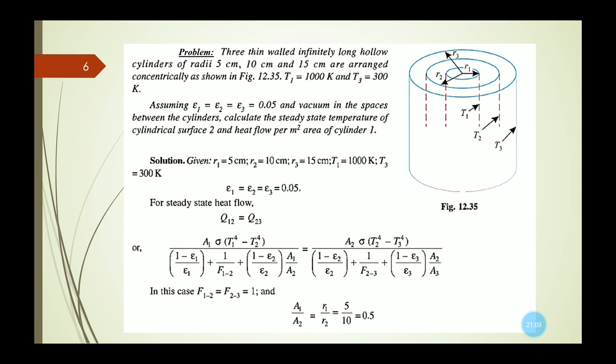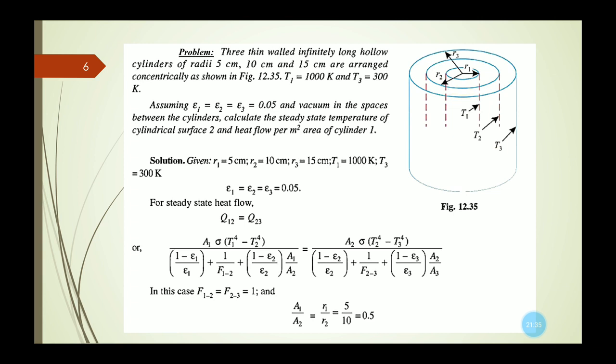So we need to calculate the steady state temperature of cylindrical surface 2, that is T2, and the heat flow per meter square area of cylinder 1. So these are the two different things that we need to calculate here considering the three concentric cylinders.